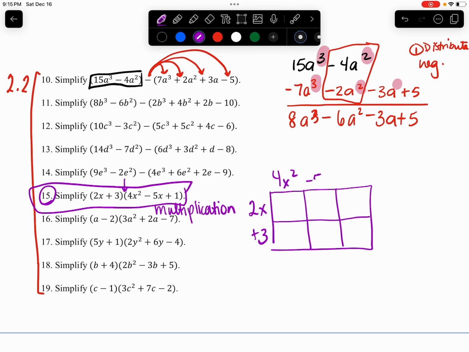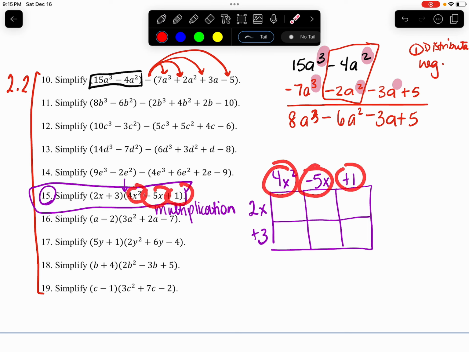Just make sure you're putting it on the correct box area. So that's 4x squared minus 5x plus 1, and 2x plus 3. So each parenthesis should be on each one side of the box. So now let's multiply 4x squared. So first let's do 4 times 2. That is 8.